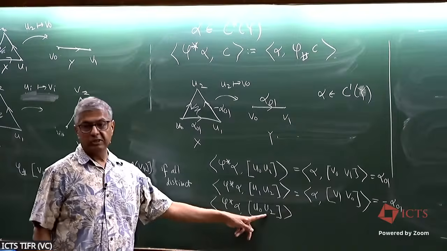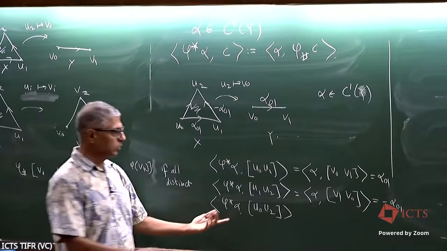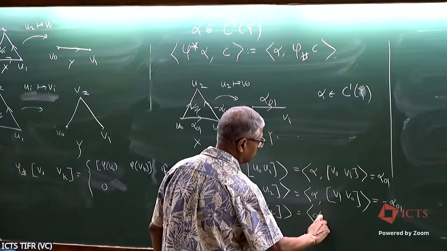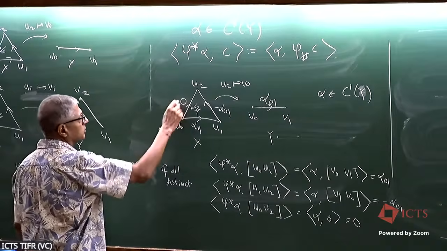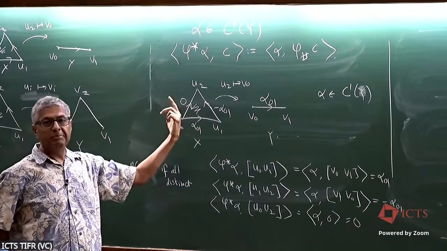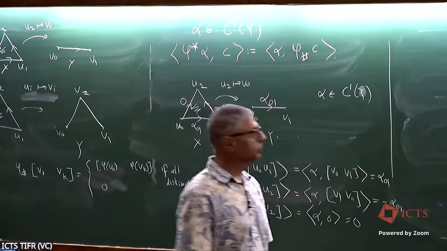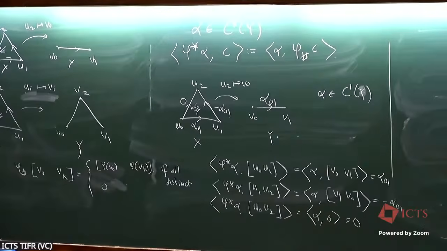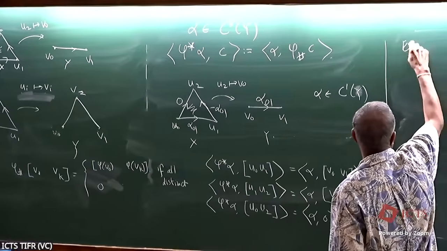U2 goes to V0, U0 goes to V0, there's a collapse. So this goes to 0. So this is the value of alpha on 0, which is 0. So this value is 0. So you basically paste the values on the uncollapsed thing, taking into account the orientation properly, and the collapsed things become 0.